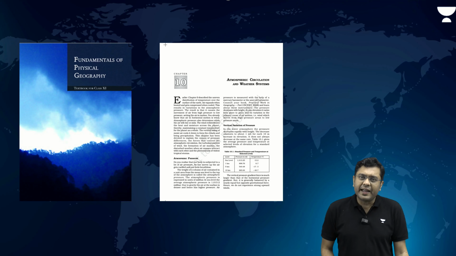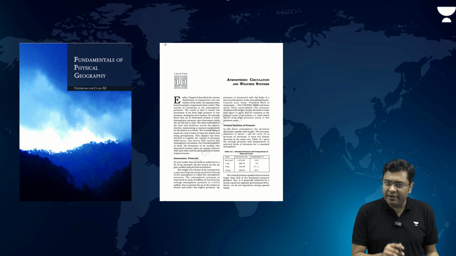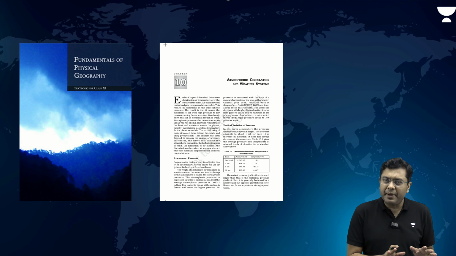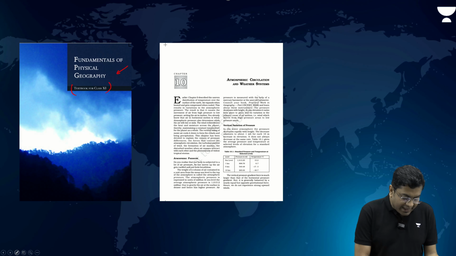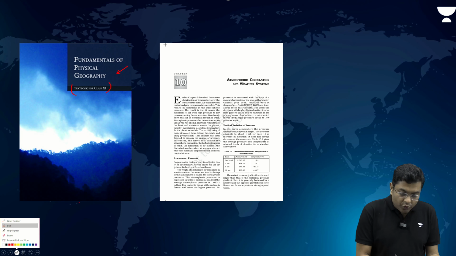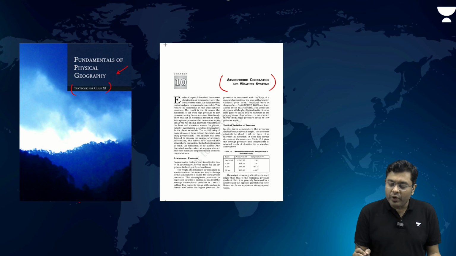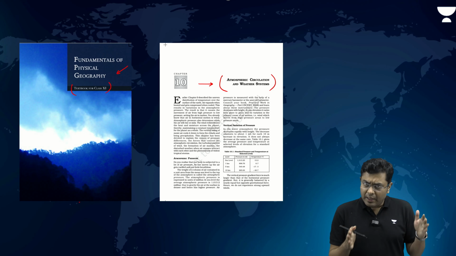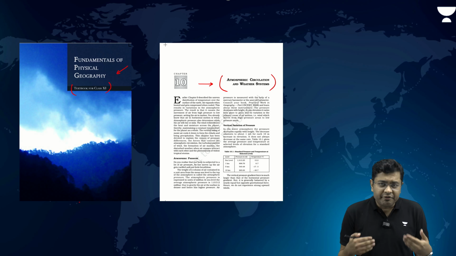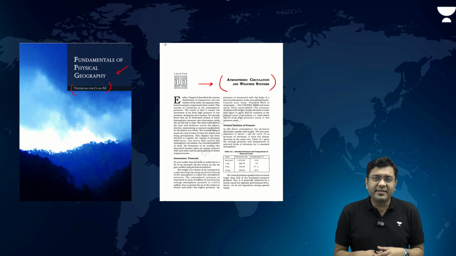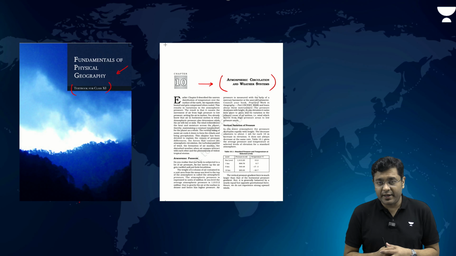So, tropical cyclones is a topic which has been given in the NCERT Fundamentals, Class 11th, Fundamentals of Physical Geography, the book for Class 11th. In Chapter 10, you have atmospheric circulation and weather systems. It is in this chapter where the book has dealt with the aspect of pressure systems, pressure belts, eventually also talking about air masses, temperate cyclones and tropical cyclones.